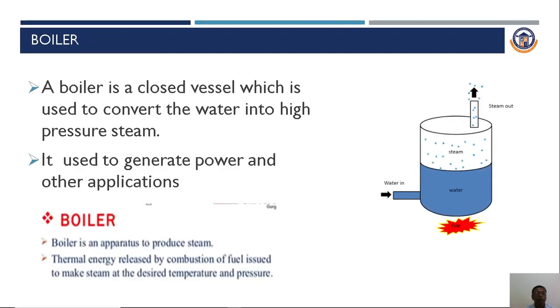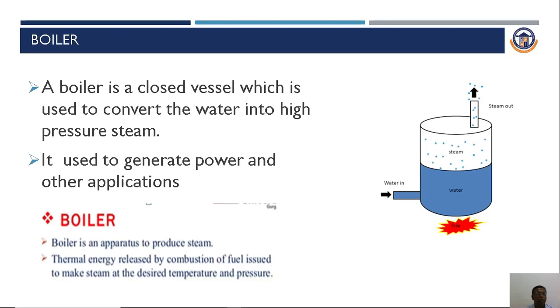As you know very well, what is meant by a boiler? The boiler is a closed vessel which is used to convert water into high pressure steam. It is used to generate power and for other applications. Generally, boilers are used for power generation in thermal power plants, and also for some other applications.